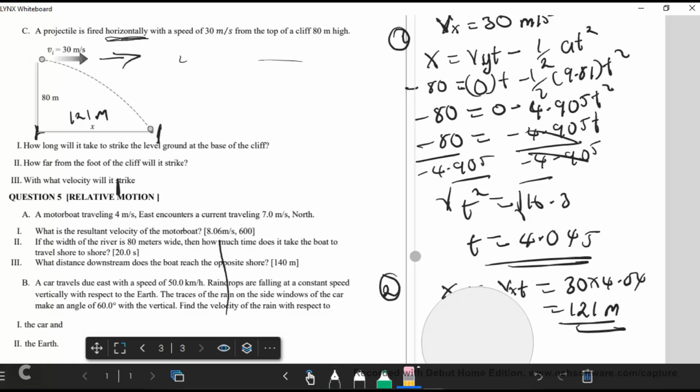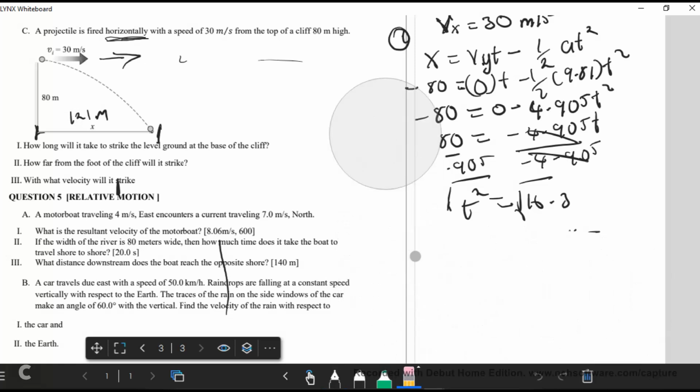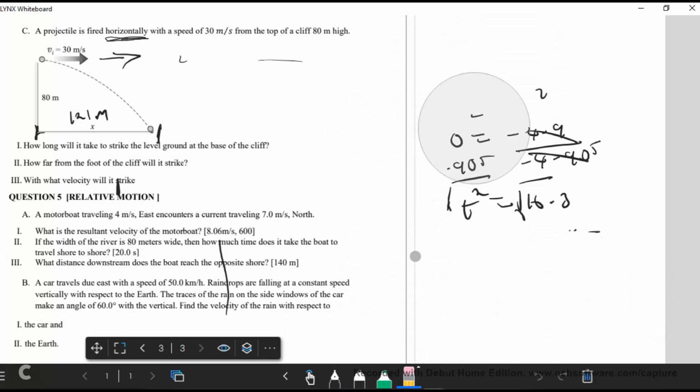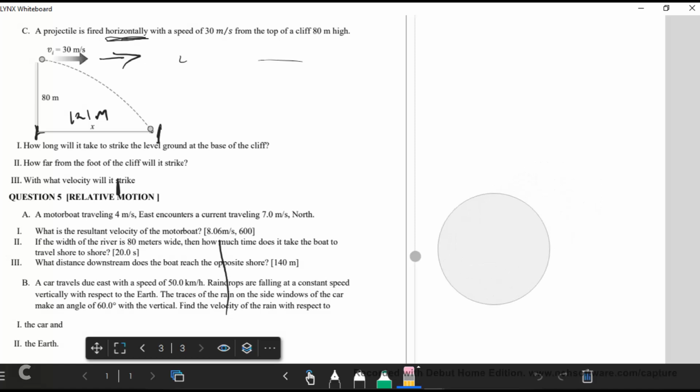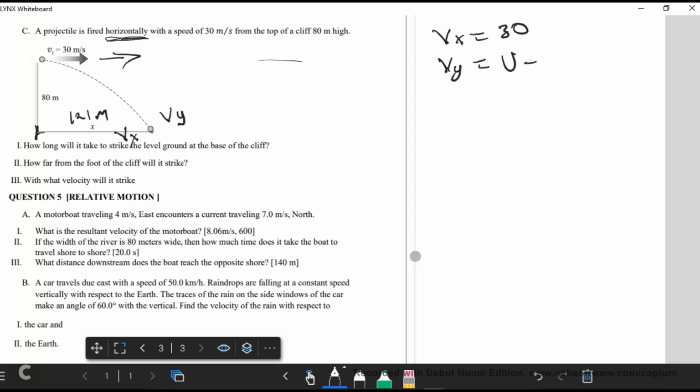So let's go on to the other one. What is the other one saying exactly? It is asking with what velocity will you strike here? So here it is coming with the x-axis velocity, and it's also coming with the y-axis velocity. We already know that the x-axis velocity is 30. So how about the y-axis velocity? We need to calculate the y-axis velocity by using this formula.